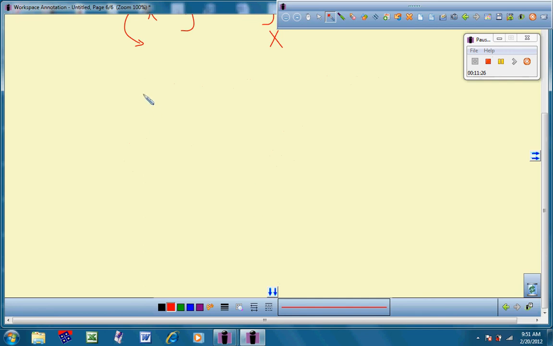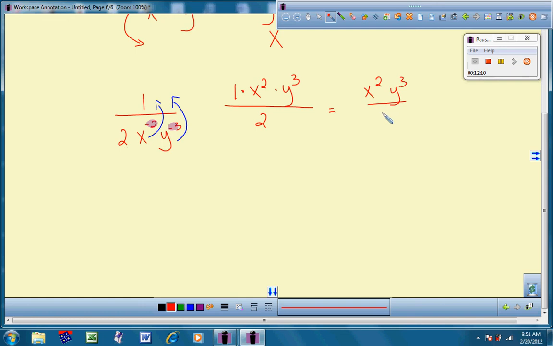Alright, let's try another one. Let's try 1 over 2 times x to the negative 2, y to the negative 3. Now, if you notice, we have some negative exponents. They are in the bottom of my fraction, in the denominator. So what we're going to do is throw them on top. So what we would have on top would be 1 times x squared times y cubed. 2 stays on the bottom. Okay, he does not get to move. Alright, we do not need the 1 in the numerator, so we would get x squared times y cubed over 2.